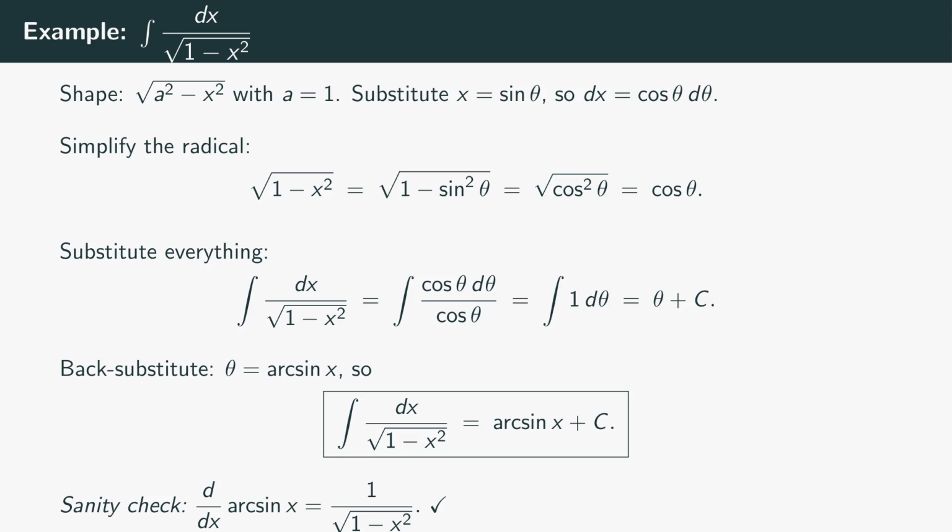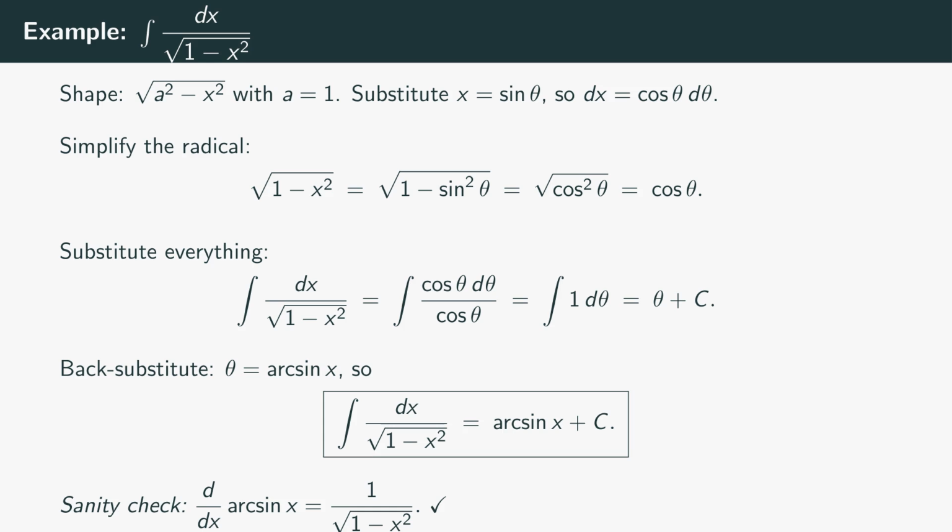First example, the absolute simplest possible. Compute the integral of dx over the square root of 1 minus x squared. The radical is the square root of 1 minus x squared. That's the square root of a squared minus x squared shape with a equals 1. So substitute x equals sine theta. Then dx equals cosine theta d theta.